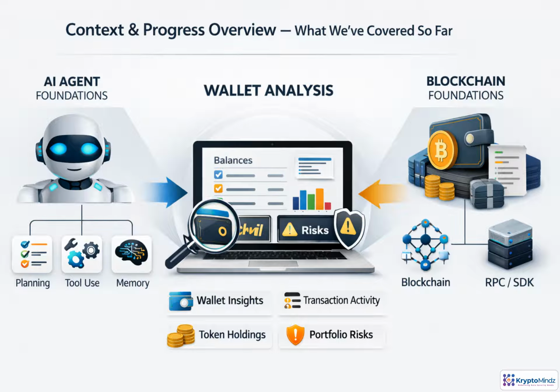So far, you've seen how agents plan, use tools, and remember, and how blockchains expose wallets, transactions, and contracts. Now we bring those ideas together. An agent can safely inspect wallet state, explain balances and activity, and flag basic portfolio risks.